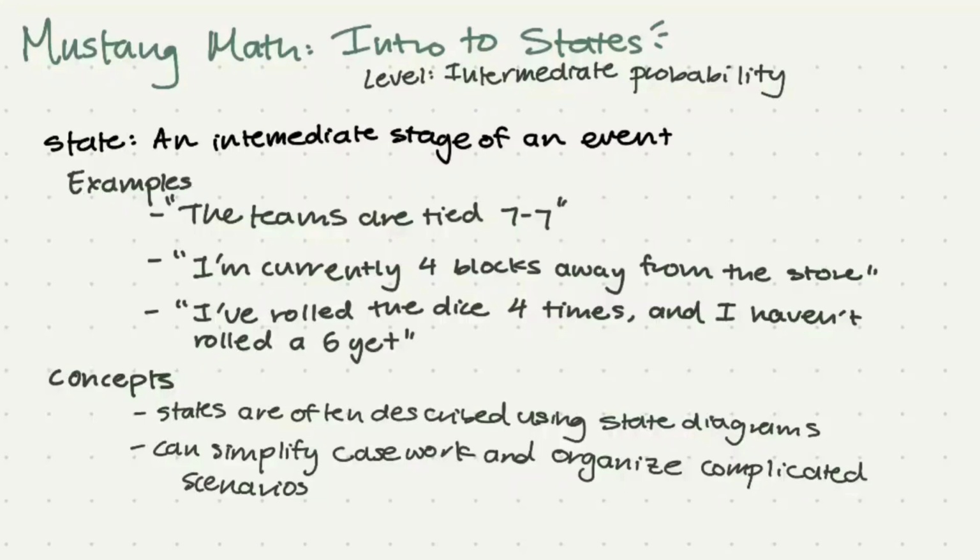What is a state? A state is simply an intermediate stage of an event. For example, the teams are tied 7-7, I'm currently 4 blocks away from the store, or I've rolled the dice 4 times and I haven't rolled a 6 yet.